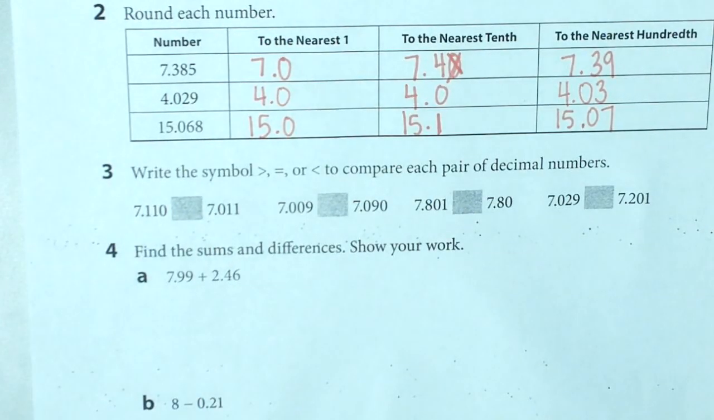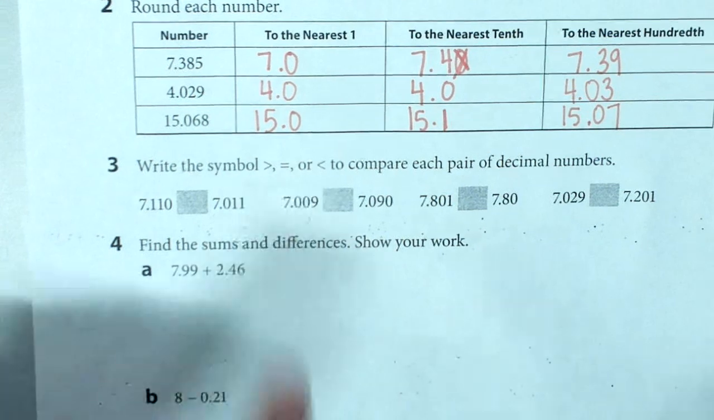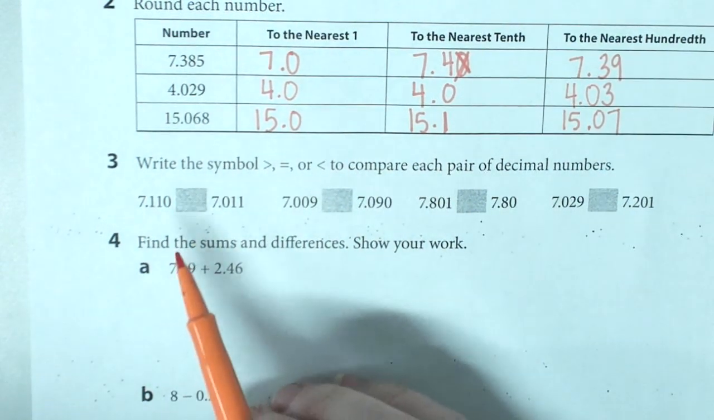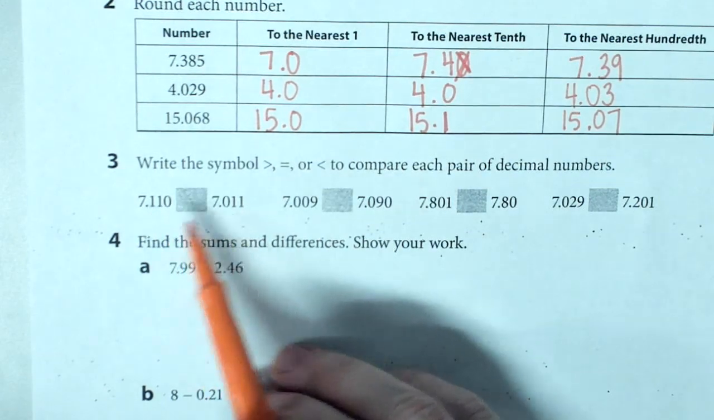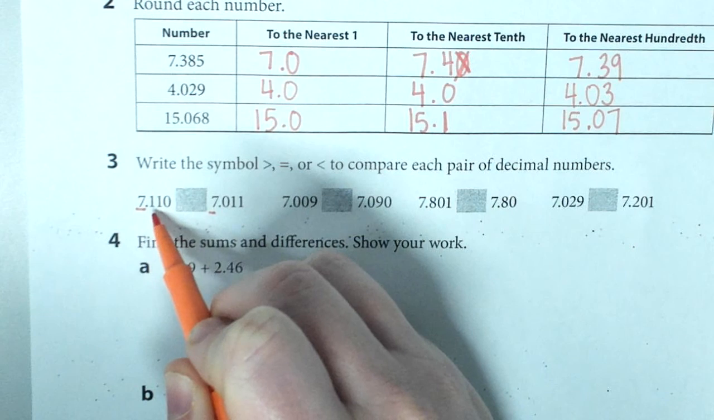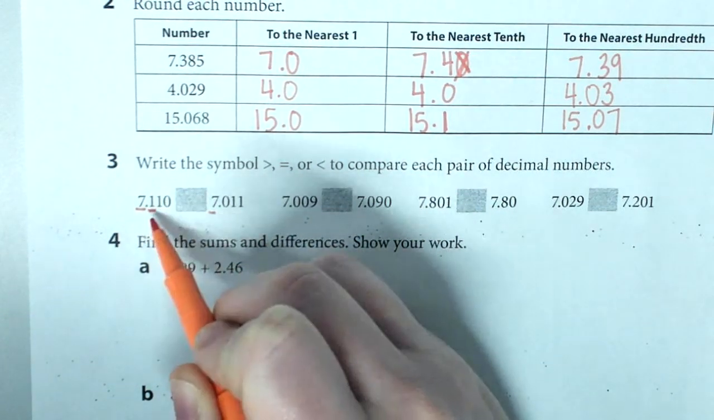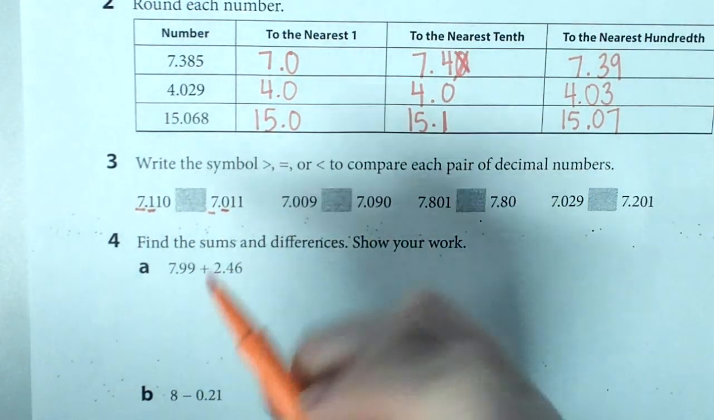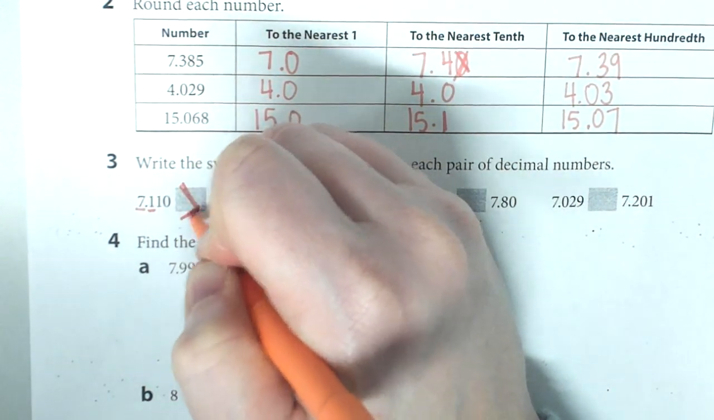Number 3, write the symbol greater than, equal to, or less than to compare each pair of decimal numbers. When I do this, I like to balance it out, and then I start at the beginning. The 7s are the same. So then I go to the next one. This one has 1/10, this one has 0/10. I know already that this one's bigger.